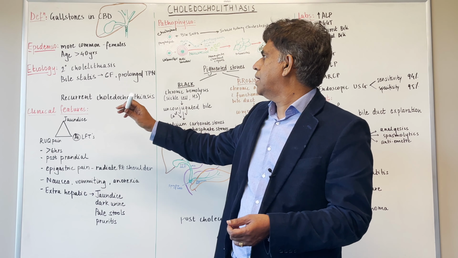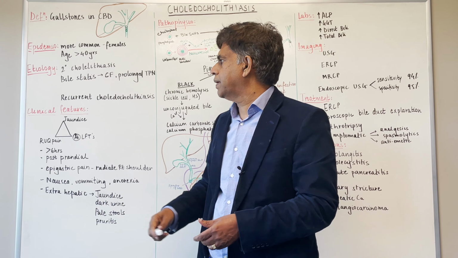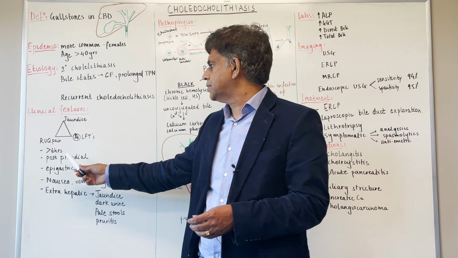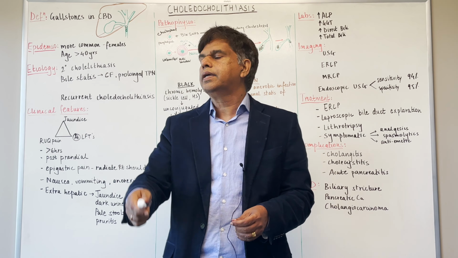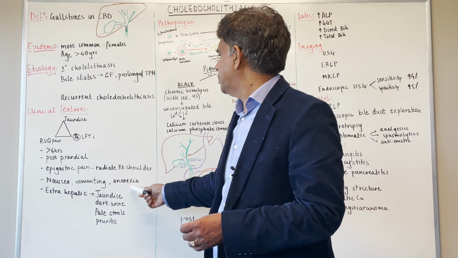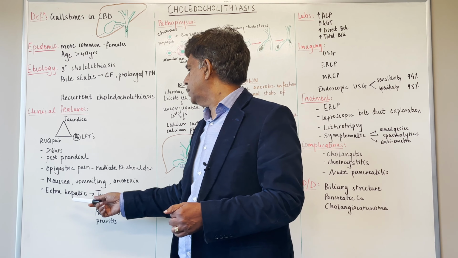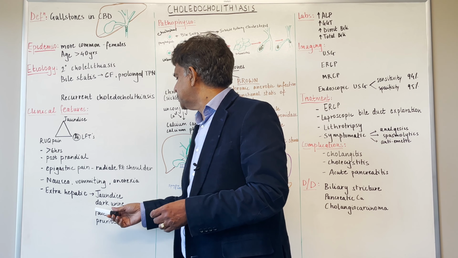Okay, and then clinical features: usually people have right upper quadrant pain, usually greater than 6 hours, epigastric pain, radiating to the right shoulder. Remember that. And then nausea, vomiting, anorexia, and you can have jaundice, dark urine, and pale stools.